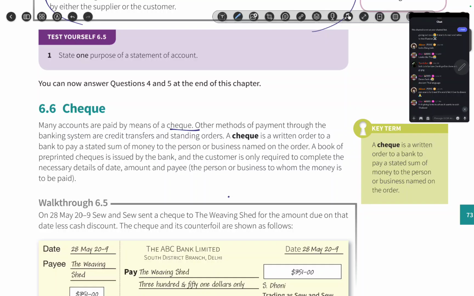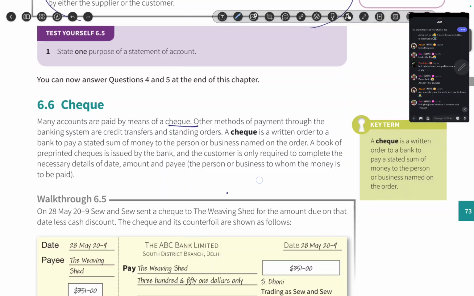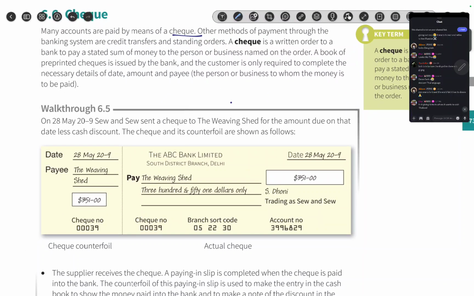A check is a written order to a bank to pay a stated sum of money to the person or business named on the order. When you give a check to somebody, you're saying, go to the bank and take the money. So the waving shed is paid $350 only, and this is the guy who is giving the money. You take this to any bank, probably any bank.